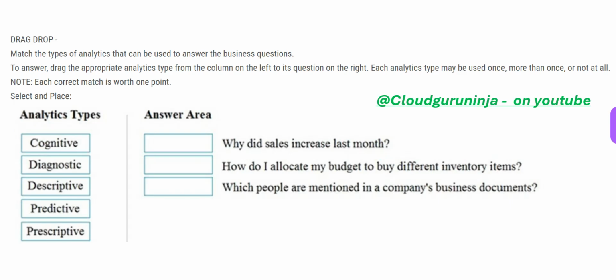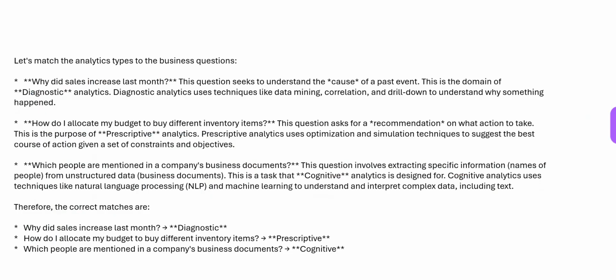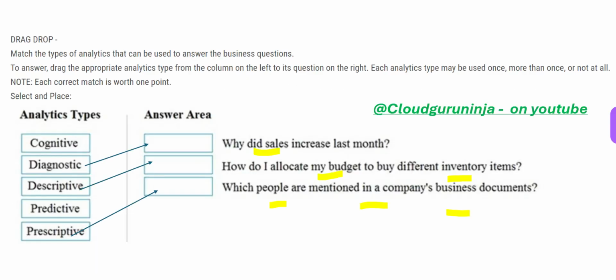So now in this question, we need to match. On the left-hand side, there are analytic types. On the right-hand side, these are your scenarios. If you want to know why sales increased last month, you are trying to do diagnosis. That is why this would be diagnostic. If you want to know how to allocate your budget to buy different inventory items, this is descriptive. And which people are mentioned in the company's business documents, this is prescriptive. Is this correct? This is wrong.